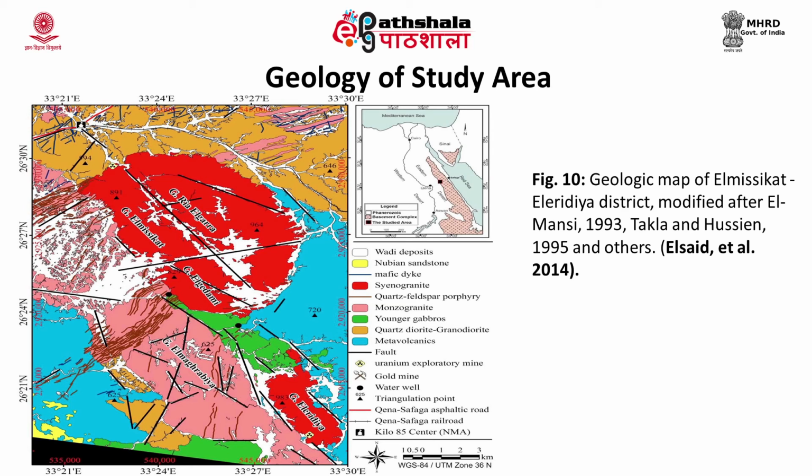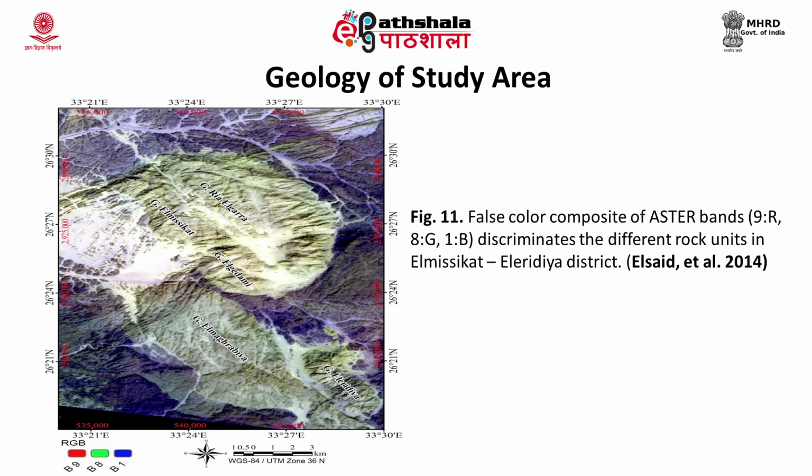This is a false color composite image of the ASTER bands 9, 8 and 1, that is for the red, green and blue, which discriminates the different rock units. Here you can see the gray color one, that you can clearly see in the previous diagram. Here you can see the red color part in the false color composite. You can see they are clearly distinct from the other rocks. So, our focus is in this area, and we are going to see the different processes.